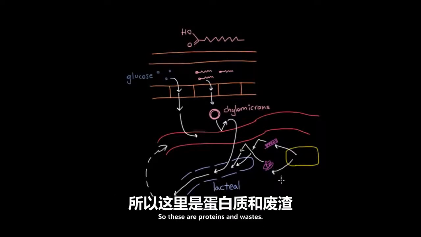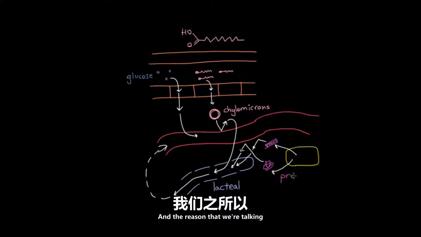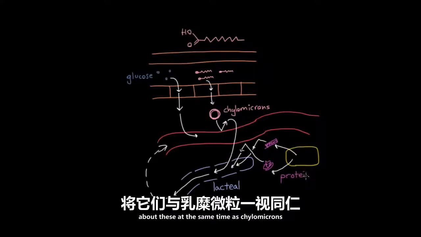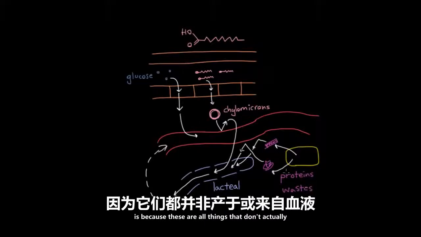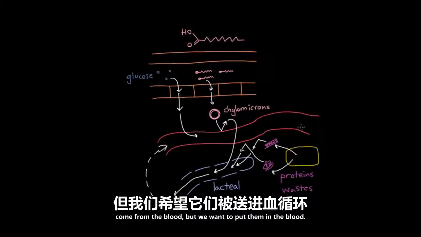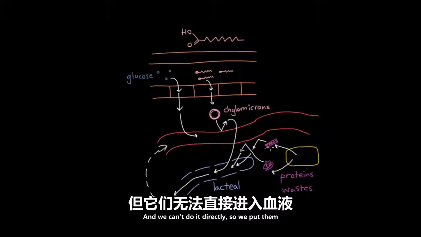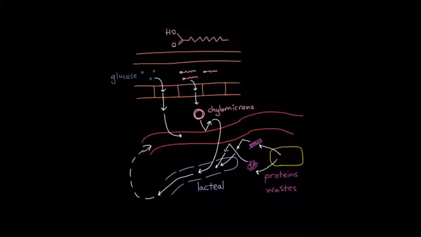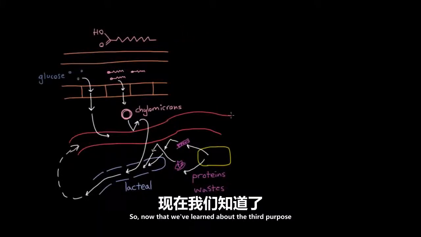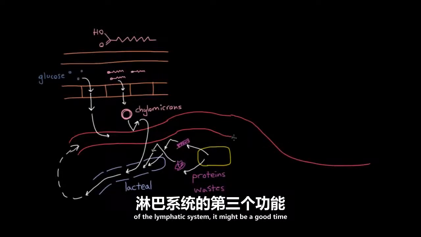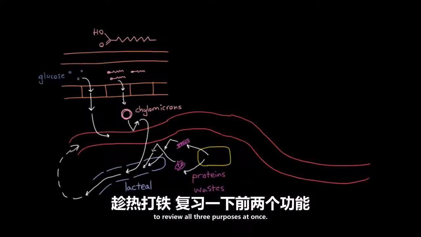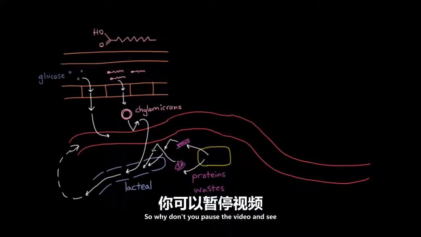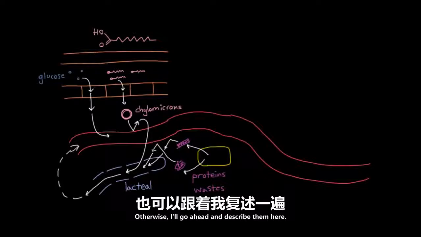So these are proteins and wastes. And the reason that we're talking about these at the same time as chylomicrons is because these are all things that don't actually come from the blood, but we want to put them into the blood and we can't do it directly. So we put them into lymphatic circulation first. So now that we've learned about the third purpose of the lymphatic system, it might be a good time to review all three purposes at once. So why don't you pause the video and see if you can remind yourself of all three, but otherwise I'll go ahead and describe them here.